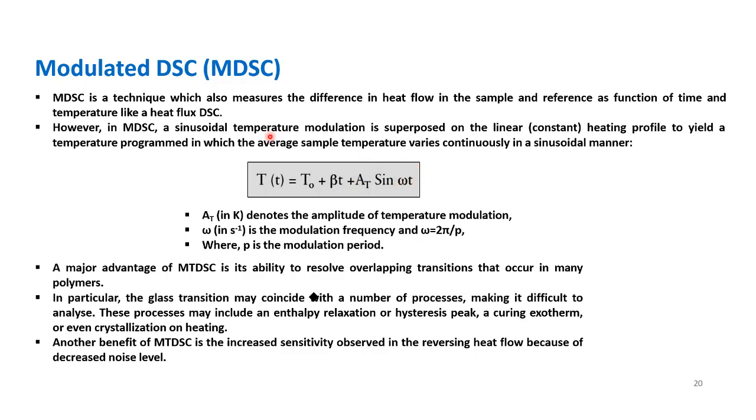And to yield the temperature program, the average temperature varies continuously in a sinusoidal manner. So the temperature is increasing in a sinusoidal manner. The major advantage is its ability to resolve overlapping transitions that occur in many polymers. In particular, the glass transition may coincide with a number of processes. Therefore, the sine wave basically gives a better resolution if it is overlapping with other transitions. So that is the key benefit of the modulated DSC.